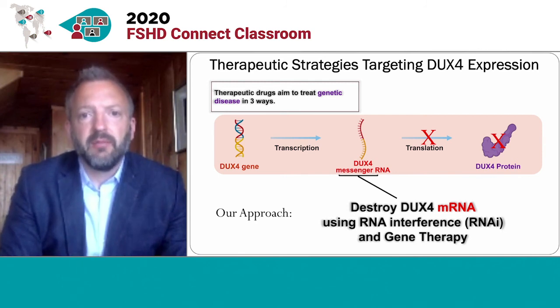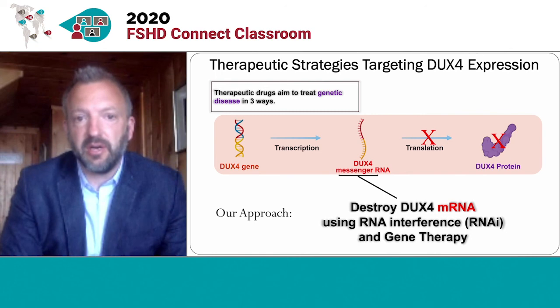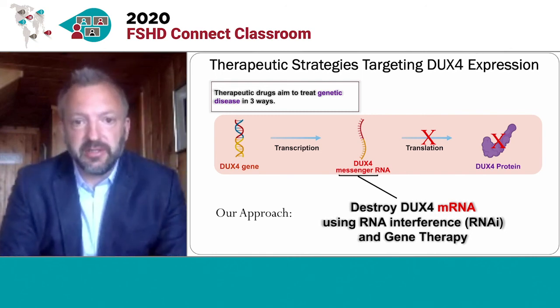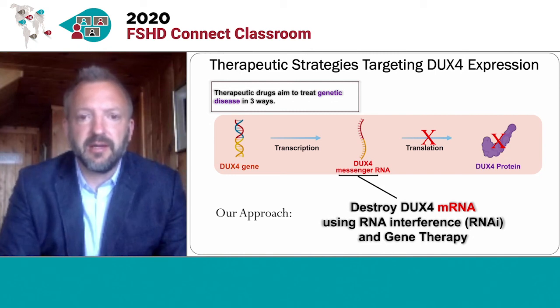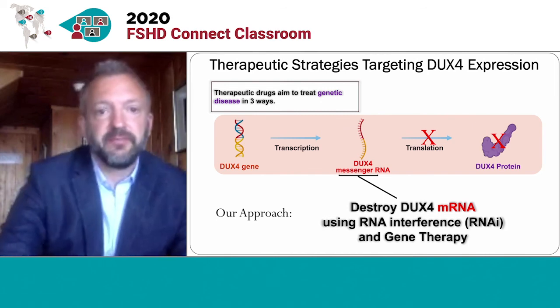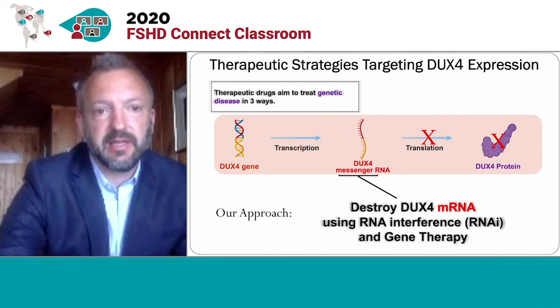So much like the previous talk, our approach is aimed at destroying the DUX4 messenger RNA, at that center position, using a process called RNA interference, which is also abbreviated as RNAi. And a little bit different from the prior talk, we are trying to induce this RNA interference through a gene therapy strategy. And I'll tell you about that in the next slide.